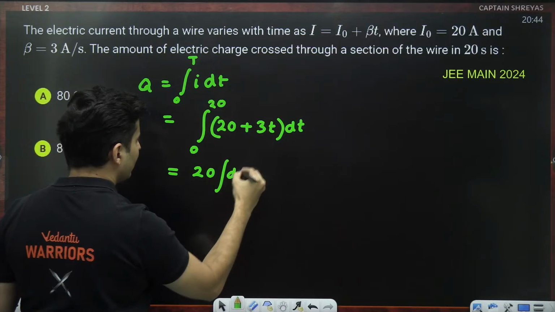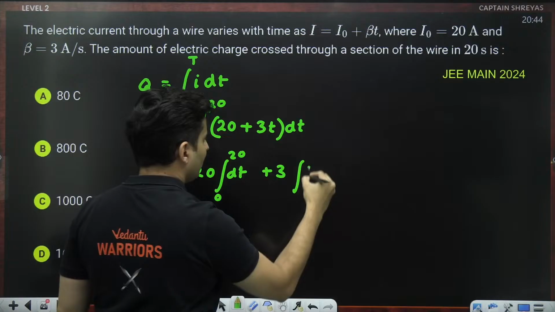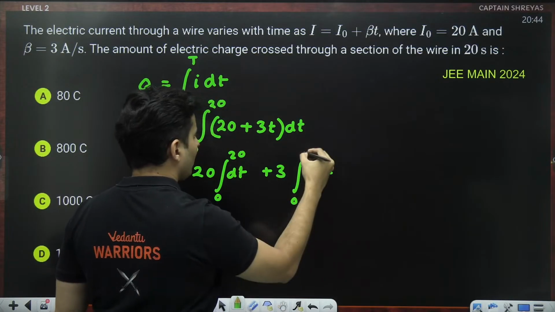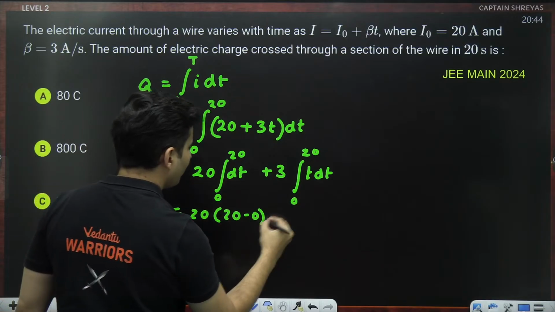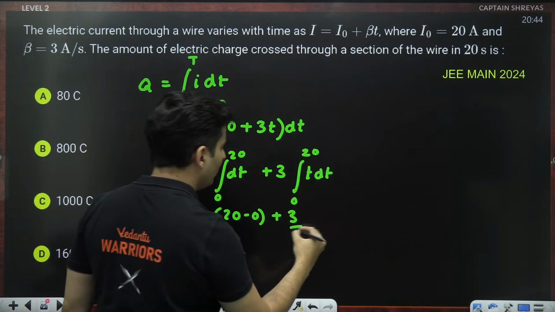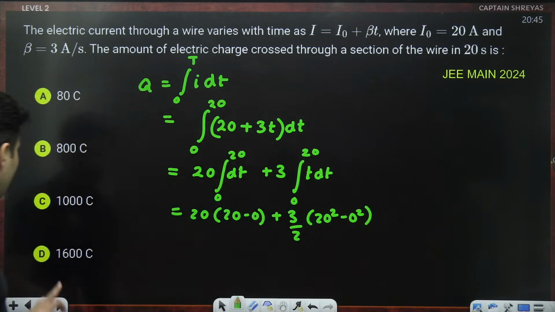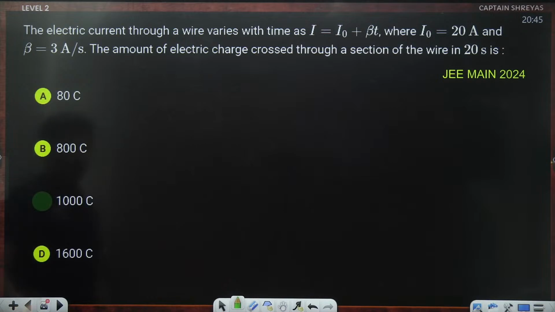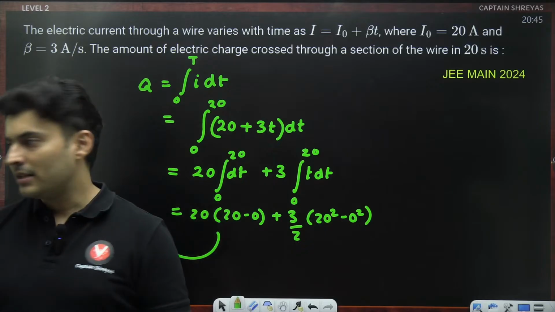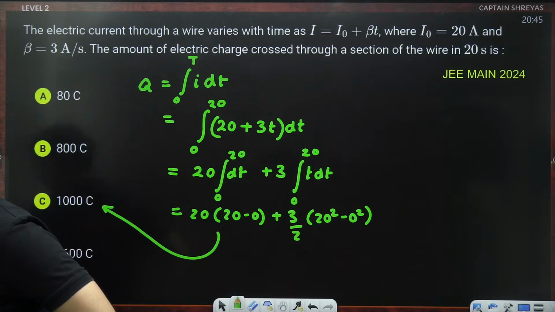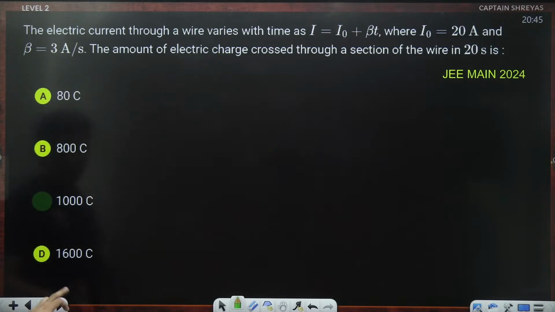So 20 integration dt from 0 to 20 plus 3 into t's integration with respect to time from 0 to 20. That's it, guys. So this will be 20 into 20 minus 0 plus 3 into t square by 2. So it will be 20 square minus 0 square. Do the math and see if it is 1000 coulomb of charge. Okay, that's the answer. It's very simple. Simple integration, nothing else is there in this. This was asked in the January attempt.